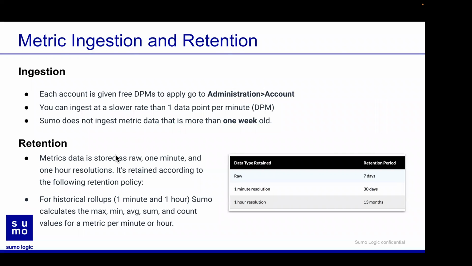All right, now let's talk about our metric ingestion and retention, our DPMs, our data points per minute, okay? Now, each account is given free DPMs, and they're applied in the administration account. Sumo doesn't ingest metric data that's more than a week old. And that really pertains to the retention policy. Metric data is stored in raw, 1 minute and 1 hour resolutions. So when we talk about raw, 7 days is the retention plan. For 1 minute resolution, 30 days is the retention plan. And finally 1 hour, we'll keep it for 13 months.